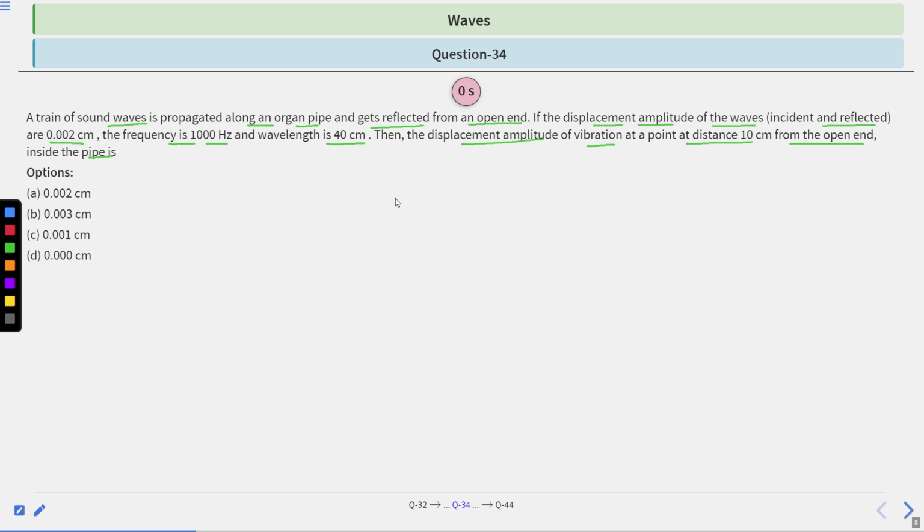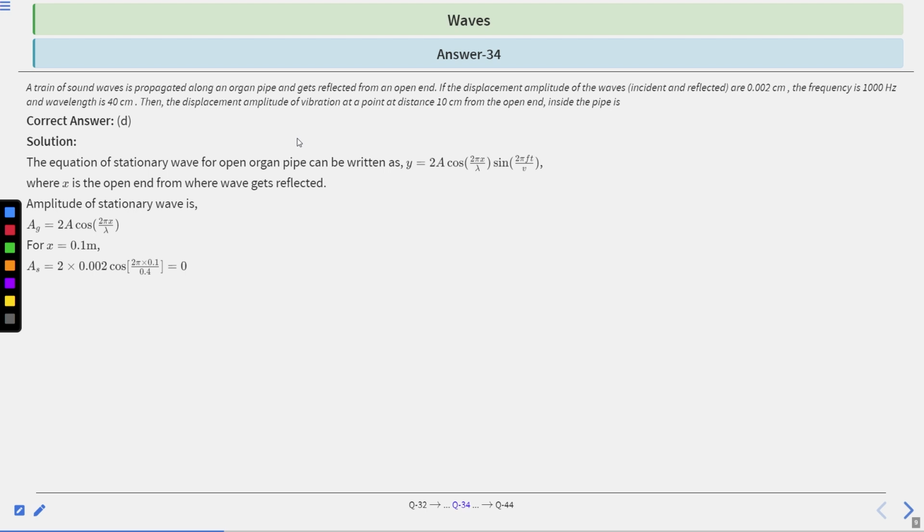Let's find a solution. So the equation of stationary waves for an open organ pipe can be written in this form: y equals 2a cos(2πx/λ) multiplied by sin(2πft/v). So this is the equation of a stationary wave for an open organ pipe, where x is measured from the open end, from where the wave gets reflected.